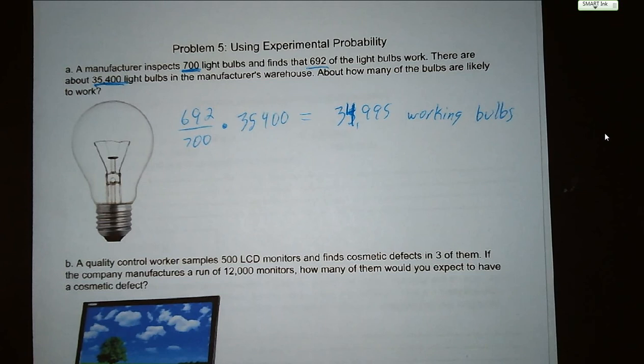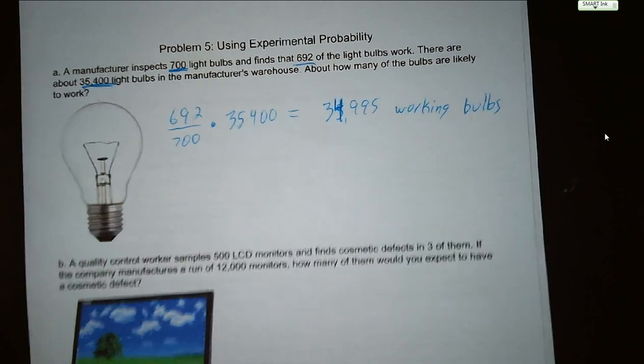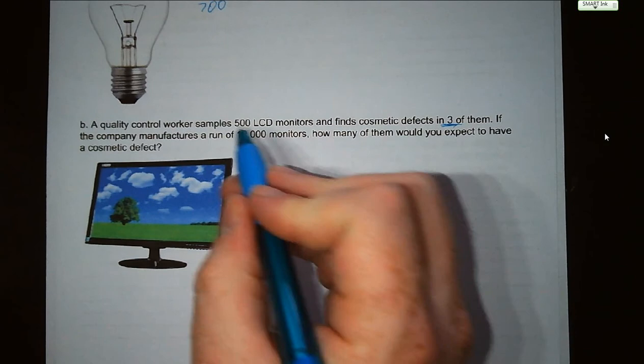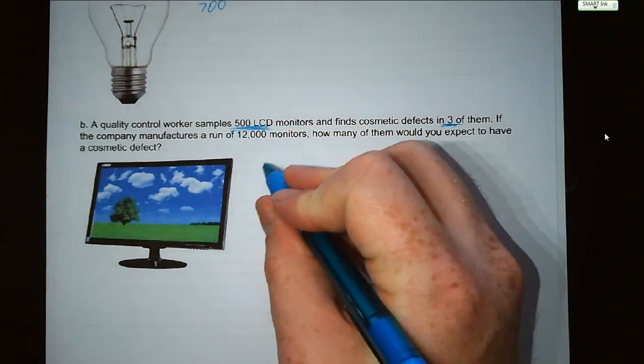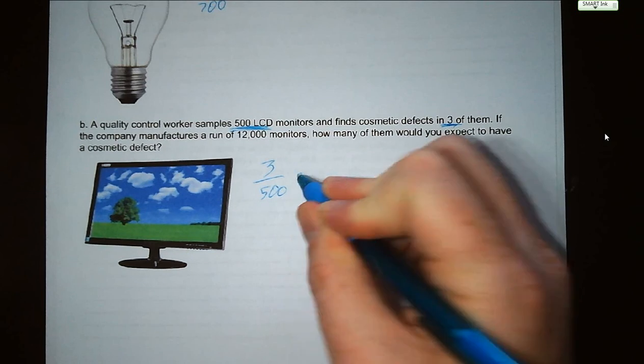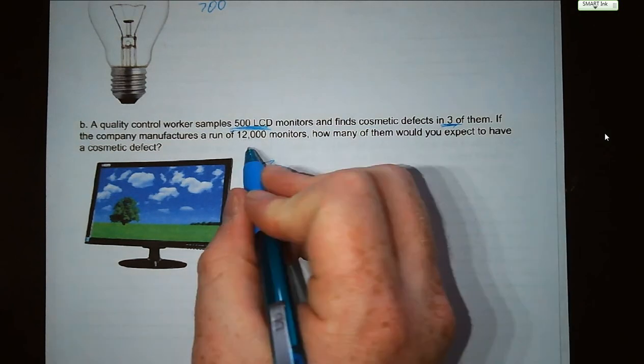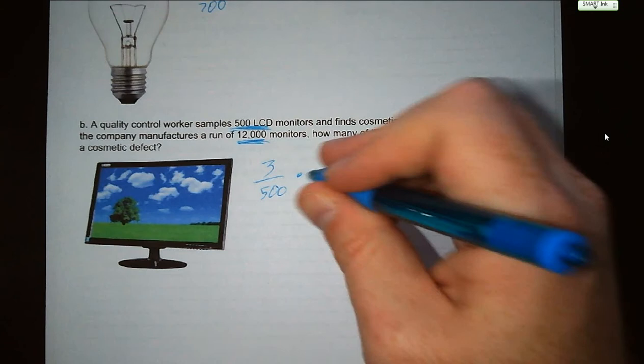All right. Now, looking at the second one, the quality control worker samples 500 LCD monitors and finds cosmetic or appearance defects in 3 of them. If a company manufactures a run of 12,000 monitors, how many would you expect to have a cosmetic defect? So in this case, our experimental probability is 3 times out of 500, our monitor had some kind of defect, whether it was a scratch or colors weren't quite right, some kind of cosmetic, not functional, but cosmetic. And if they're making 12,000 of them at a time, well, we multiply times 12,000.